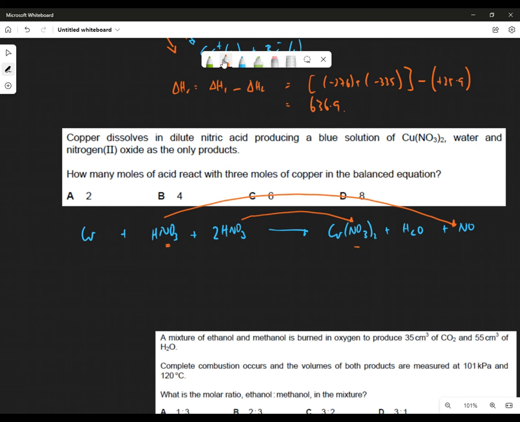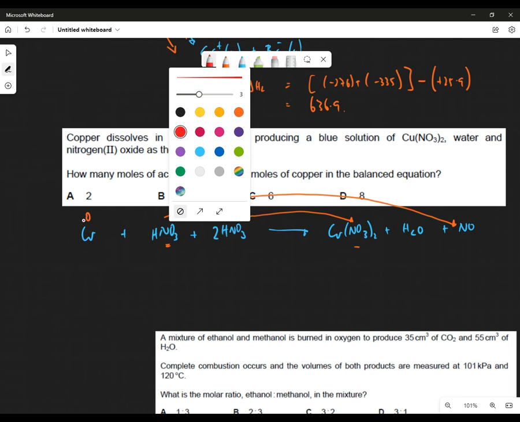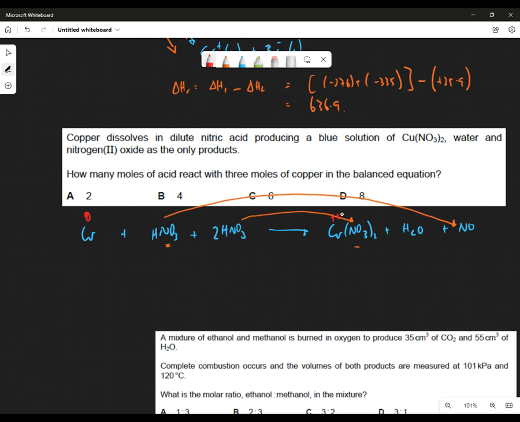All right, now let me put my oxidation numbers here. Copper is obviously 0 here. And let me use a different color. Nice red. Copper is 0 here, and it's obviously plus 2 here. So copper goes from 0 to plus 2, so that's a change of plus 2. The nitrogen in this one that does something goes from plus 5 here to plus 2 here. So that's a change of minus 3. Okay, now I'm ignoring these because these aren't doing anything. I'm only looking at this nitric acid.